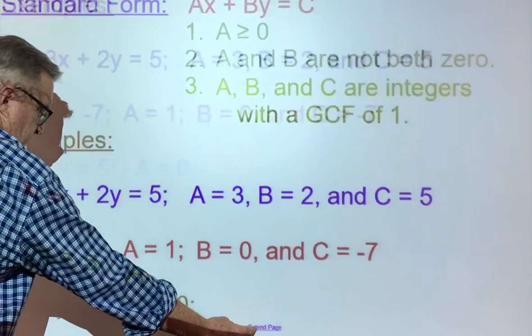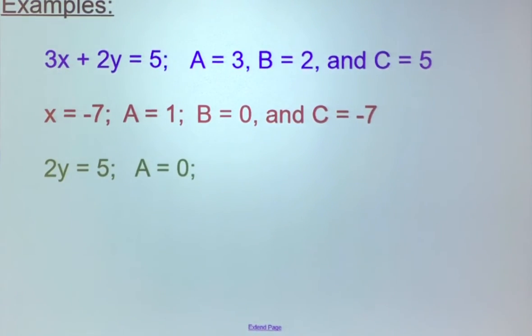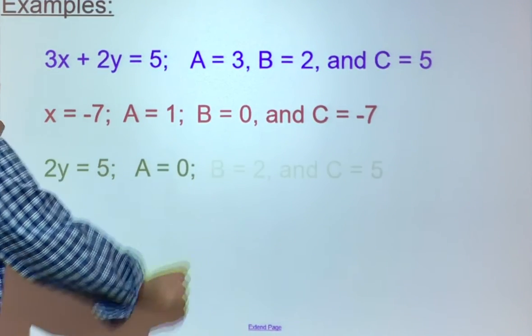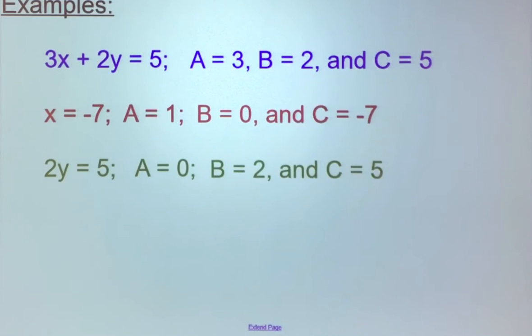Let me bring this one up just a touch so you can see it better. This one says 2y is equal to 5. Well, look at that. It's telling us that A is 0 because there is no x, and the only way that happened is 0 times x. So the coefficient of B is 2, and C is equal to 5. Standard form.